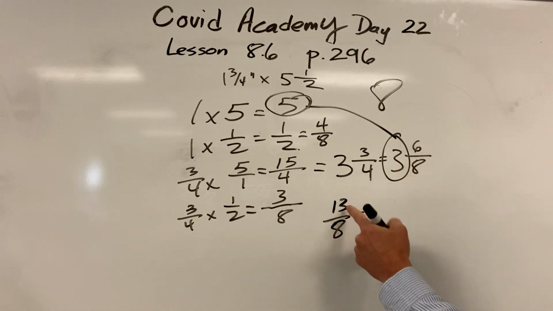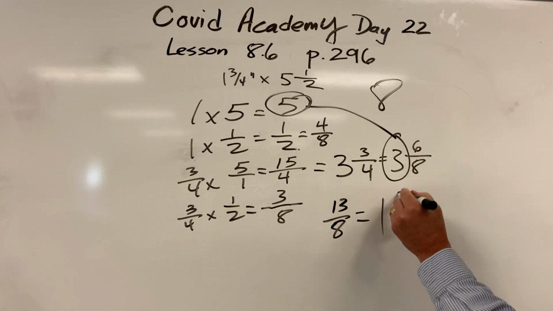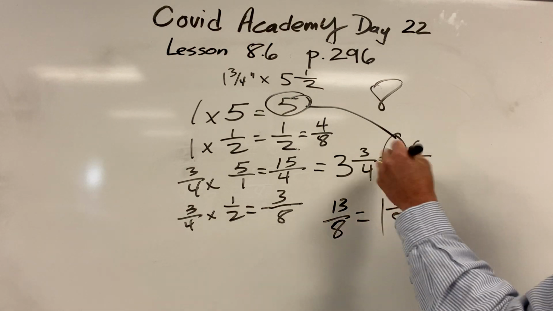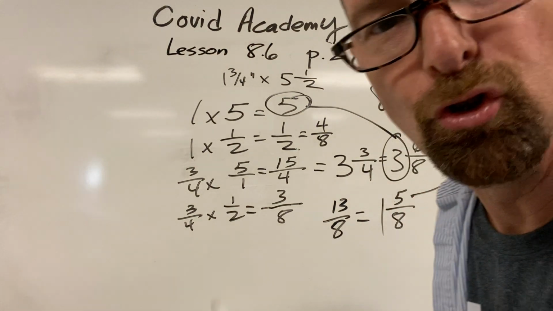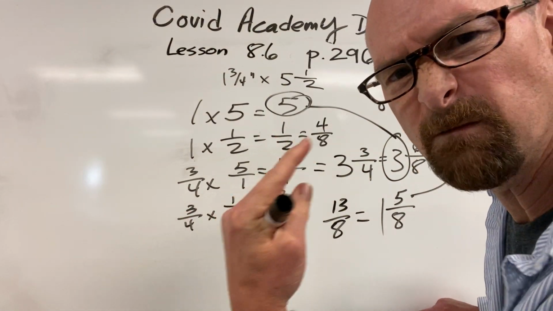Well, you can't do that. How many 8s fit into that? 1 of them. How many left over? 5. 9 and 5/8 when I put them together. That's the answer, kids. I'm not even looking at the answer. I know it's right. Confidence.